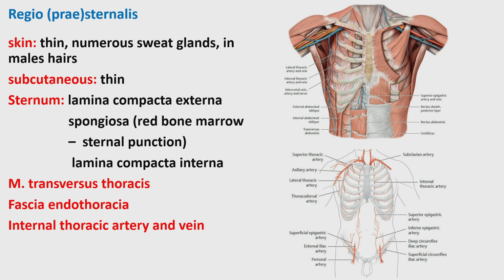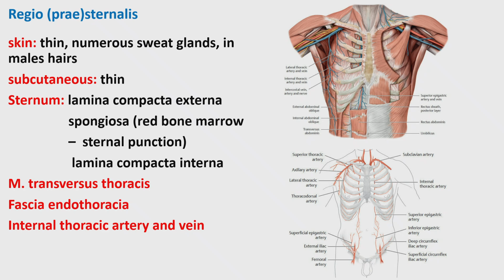One region that I already mentioned is the presternal region. It doesn't have so much structure, it is the region in front of the sternum, yes? So if you touch it, you see that there is not much structure. The first layer is skin, which here is very thin, and it has a lot of sweat glands, and in the male, there are some hairs located here. Then we have the subcutaneous tissue, which is also very thin. It doesn't have so much fat. And then you will reach the bone, which is the sternum.